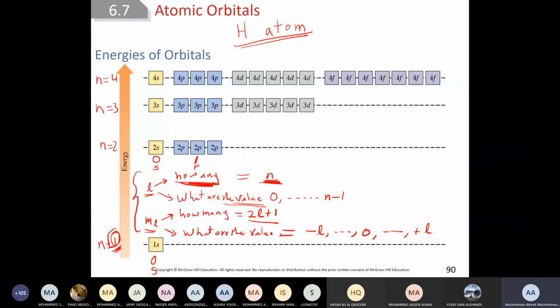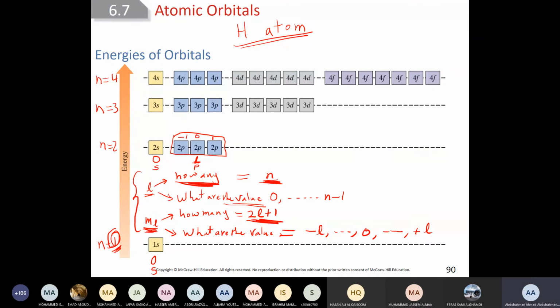If L is equal to 0, how many ML do we have? 1. ML is 1. What is the value? 0. Exactly. When L equal to 1, how many ML do we have? 3. Look at them. What are the values? Minus 1, 0, and 1. Is this clear? Very good.